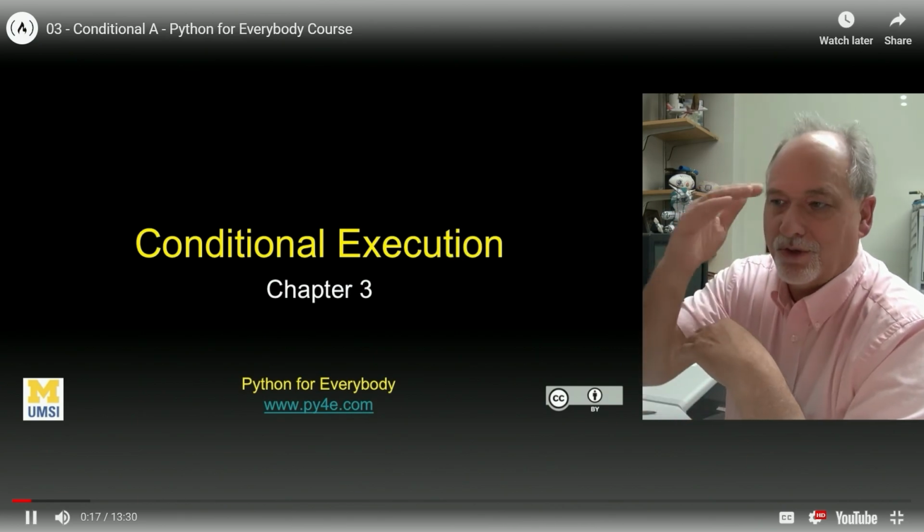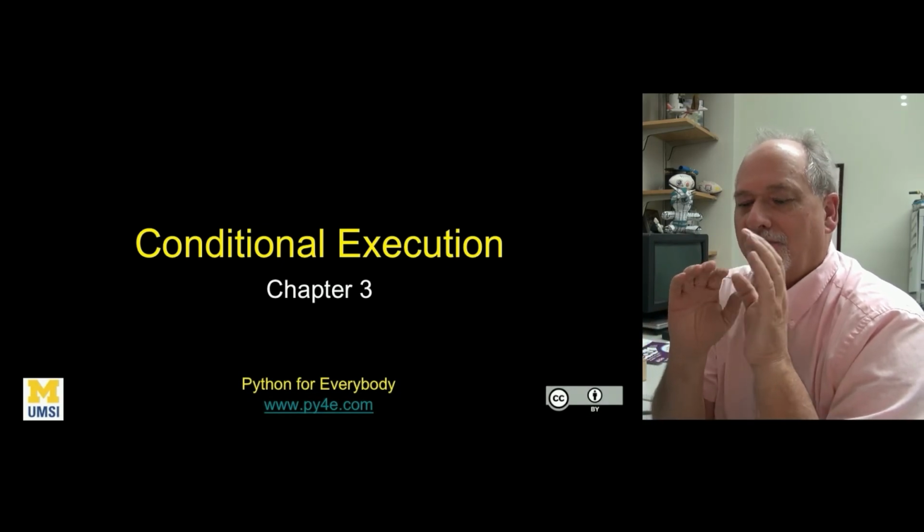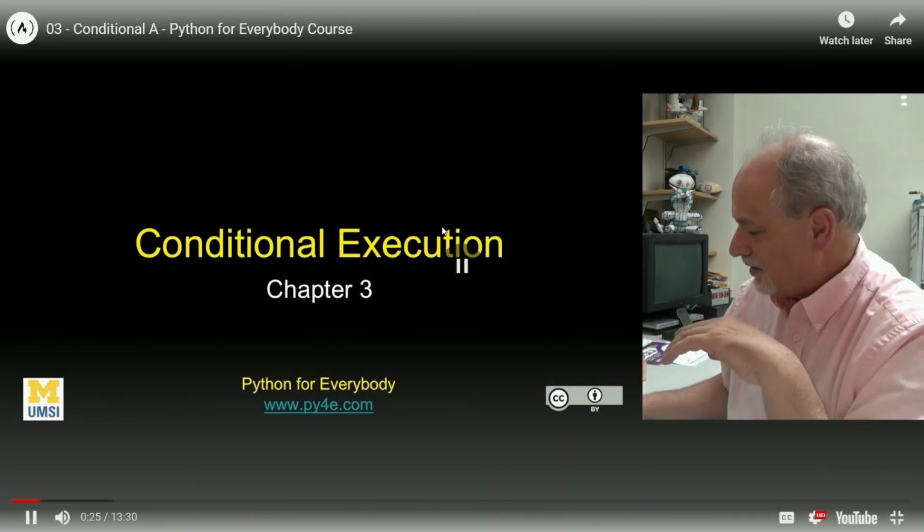Decisions for us. Sequential code, we just do some things. Sometimes that's useful, but now we can have our code check something and then make a decision based on it.